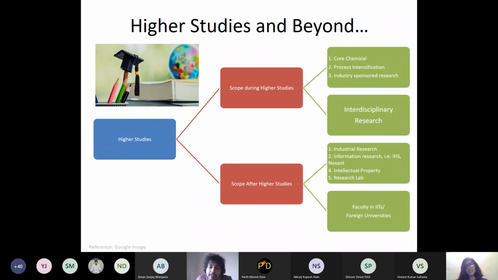Next comes the faculty part. In IITs or foreign universities, there are faculty positions, where better research capabilities are also present. You can be a faculty, run your own research, and have industry collaboration projects. That can help you in the long run in establishing yourself as a subject matter expert in a particular industry, in a particular topic. That is one of the areas. Next slide.